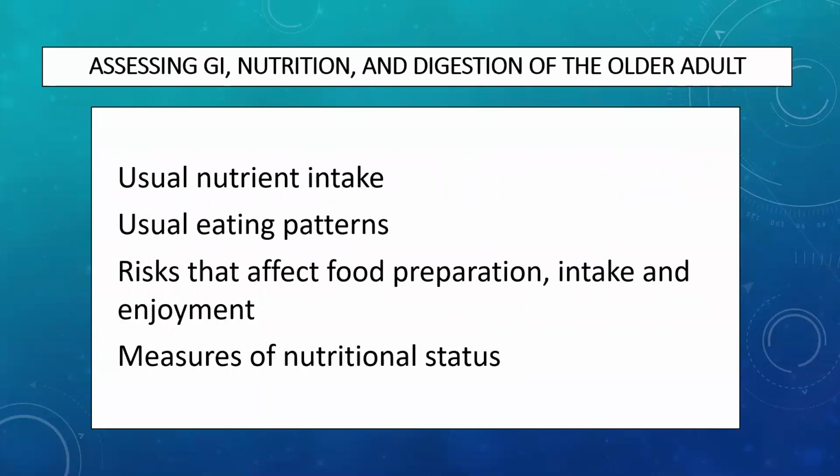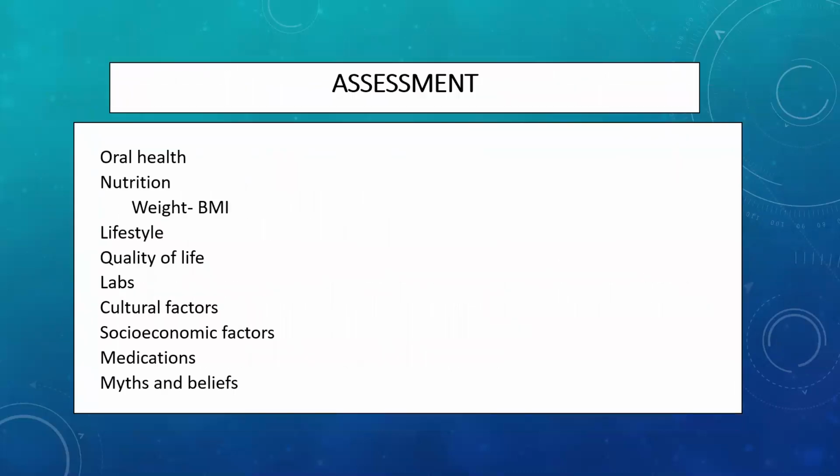Assessing GI, nutrition, and digestion. So what is their usual intake? What are their usual eating patterns? What things put them at risk for not being able to prepare their food anymore, eat it as they did before, or enjoy it? And then how are we going to measure what their nutritional status is versus what we think it may have been before? Because often nutritional status gets sort of left behind in the assessment process. So oral health is going to be a priority.